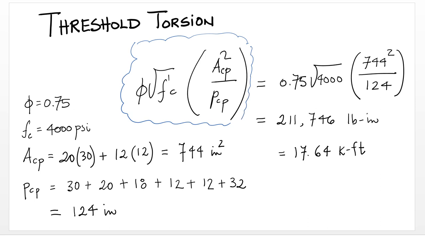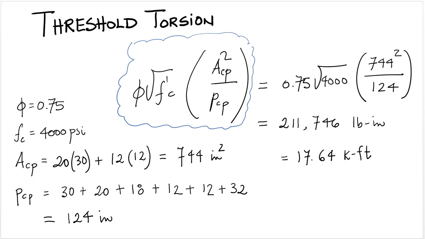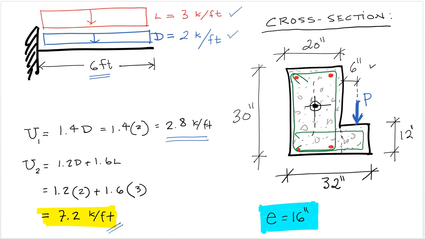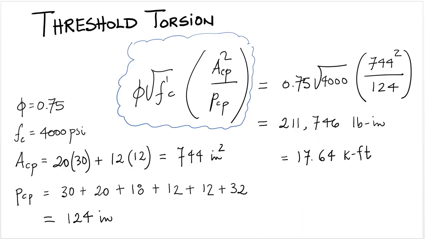And for that formula, we need the area of the cross section, which is Acp, and that area can be found by looking at the cross section here on the right, which is 20 times 30 plus 12 times 12. 12 times 12 is the area of the little lip on the right, the bracket there, and so that gives you 744 inches square.